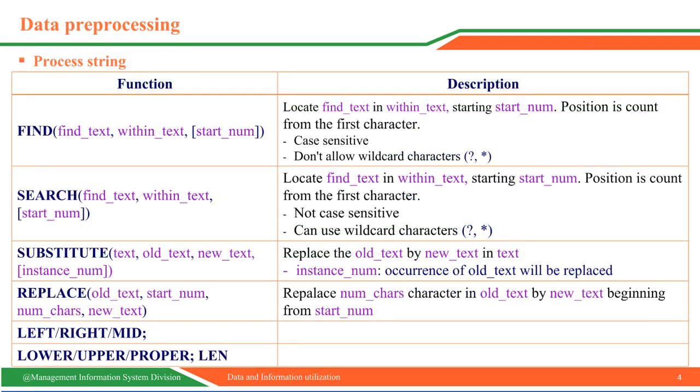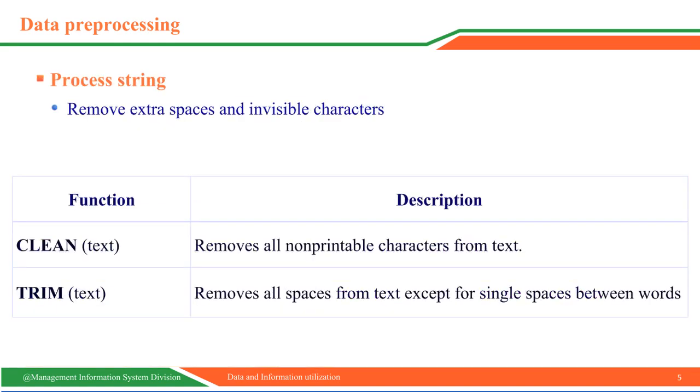You can use text functions for data preprocessing. For example, LEFT, RIGHT, MID, to extract parts of a text. SUBSTITUTE, to replace an old text with a new text within a string. CLEAN function removes non-printable characters, tabs, line breaks, etc. TRIM function removes leading and trailing spaces and reduces multiple consecutive spaces within text to a single space.